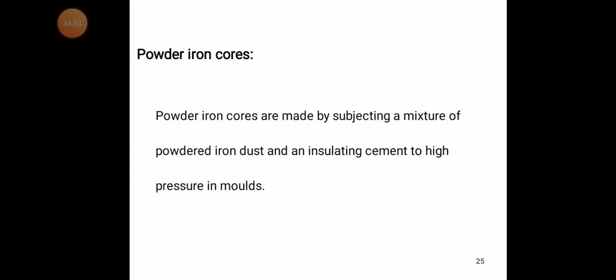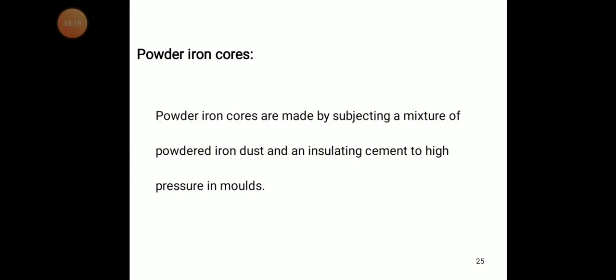Another one is powdered iron cores. Powdered iron cores are made by subjecting a mixture of powdered iron dust and an insulating cement to high pressure in molds. The meaning is, it is a mixture of the iron powder, iron dust and the insulating cement.